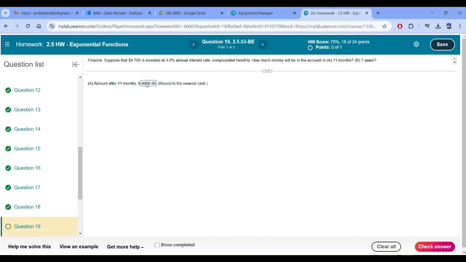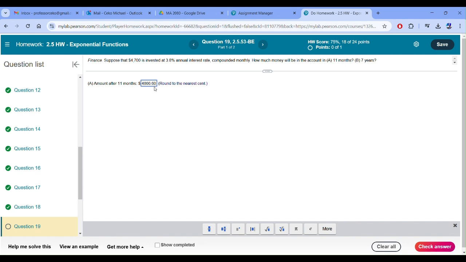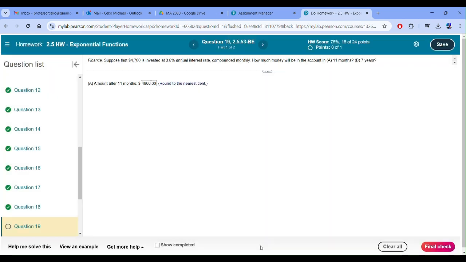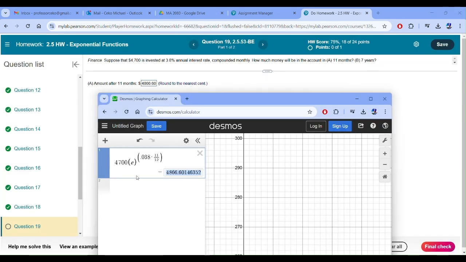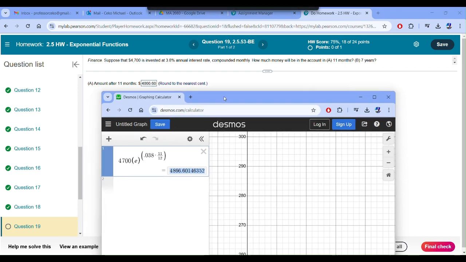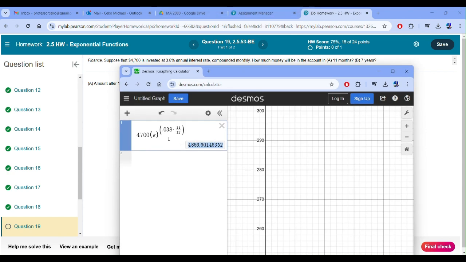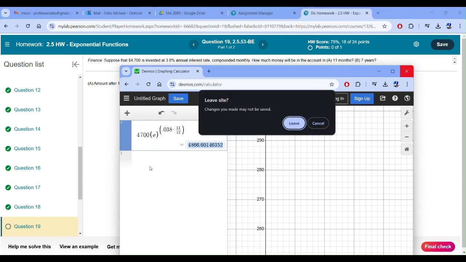Wait, what? Be sure that the variable t for time is expressed in years. Yeah, 11 months. Alright, Desmos, what did we do wrong? 0.038 times 11 months out of 12. Oh, this is compounded monthly. This is the continuous formula. I need a different formula.